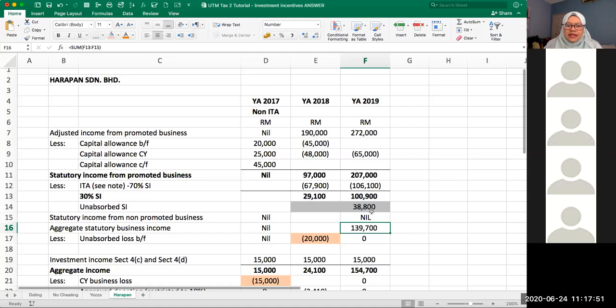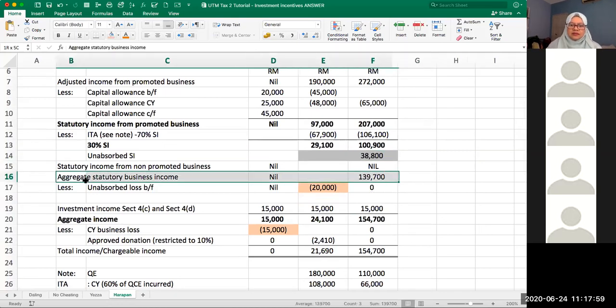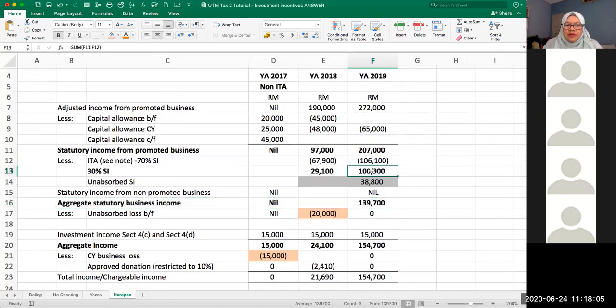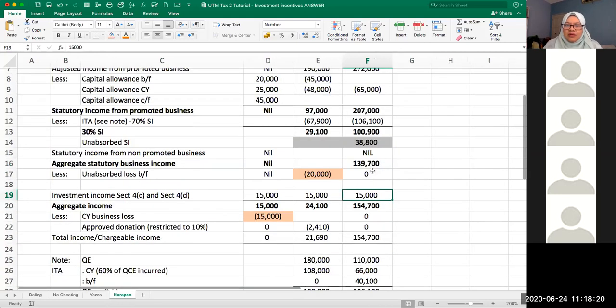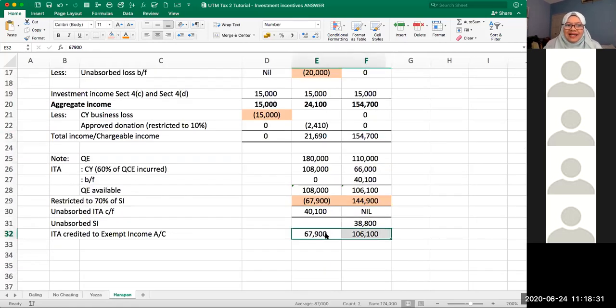I will have my unabsorbed SI here, 38,800. Then you have aggregate SI, which would be the total. Aggregate SI is the 30%, which is 100,000, plus your unabsorbed from the exempt account. So total aggregate SI is 139,700. There's no loss brought forward, and then you add your investment income, then you have 157. There's no donation in that year, so your total income would be 154,700. The amount credited to your exempt account would be the amount utilized during the year.